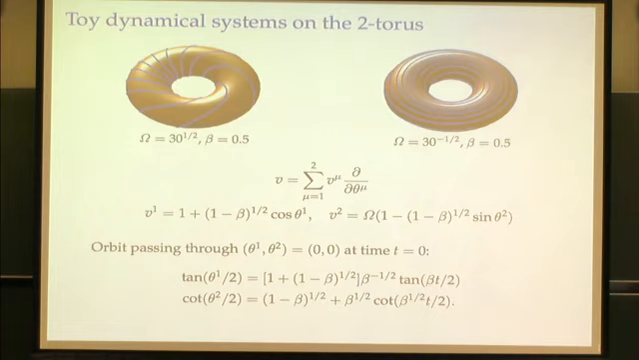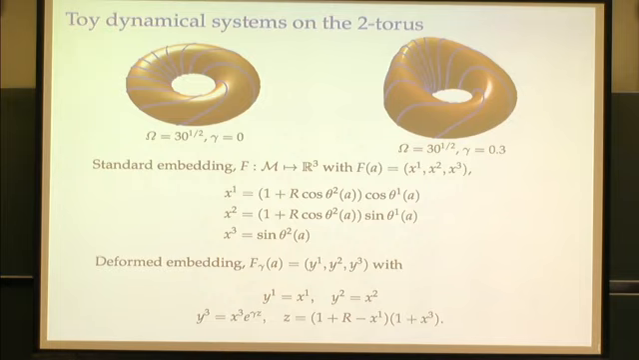We want to see how our kernels behave in these two cases. But we're also going to look at what happens if we deform the torus by a non-conformal transformation, and see what the impact of this deformation is on the results.